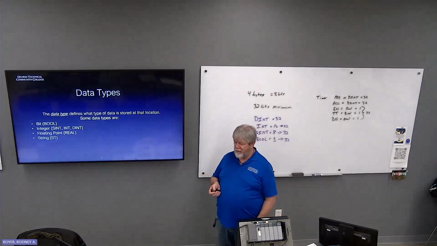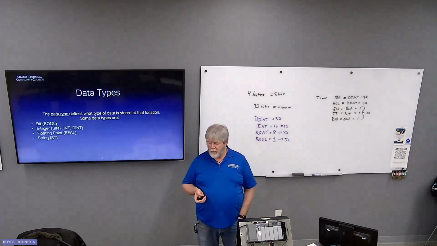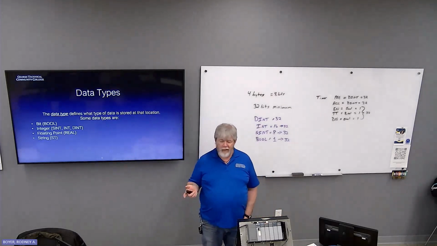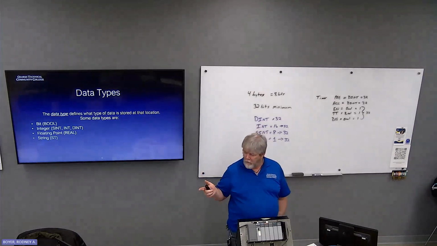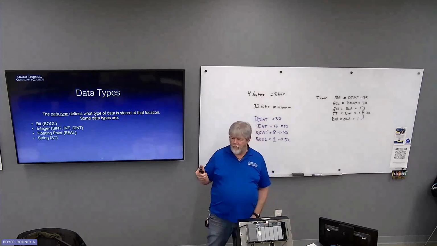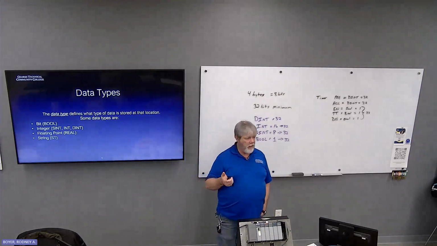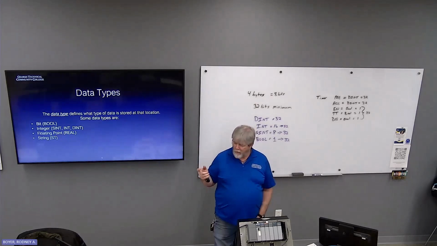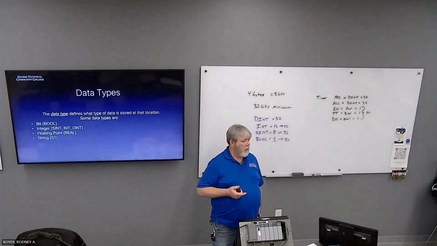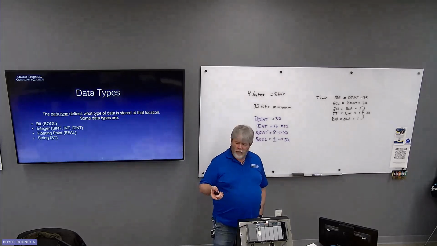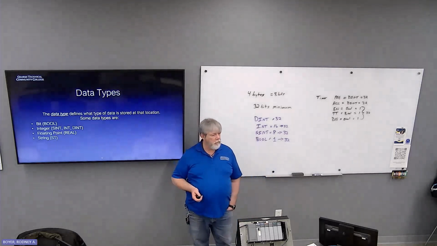The data type, as opposed to the tag type. Data type is what type of data is stored in that tag. Bool, single bit; integers, which includes short integer, integer, double integer; floating point or real, decimal numbers; and then string.